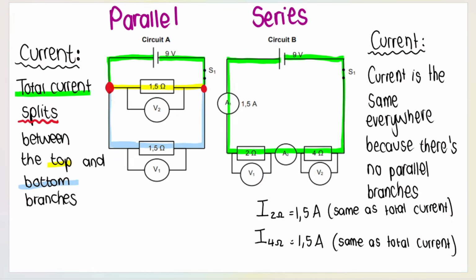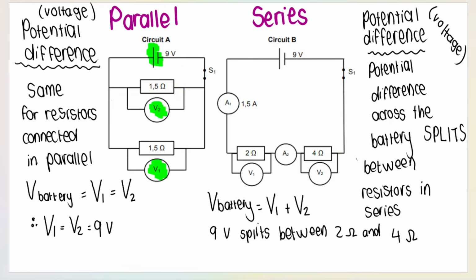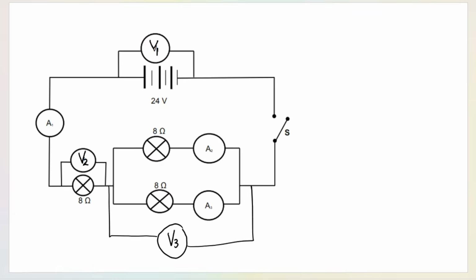So here's basically a summary of what I just mentioned for current, and here's a summary of what I mentioned for voltage. How we could represent this mathematically for parallel is: the voltage across the battery, 9 volts, is equal to V1, which is equal to V2. They're all equal to 9. For the series circuit, the voltage across the battery, which is 9 volts, is equal to this voltage plus that voltage. But what about when I have a circuit that looks mixed like that?